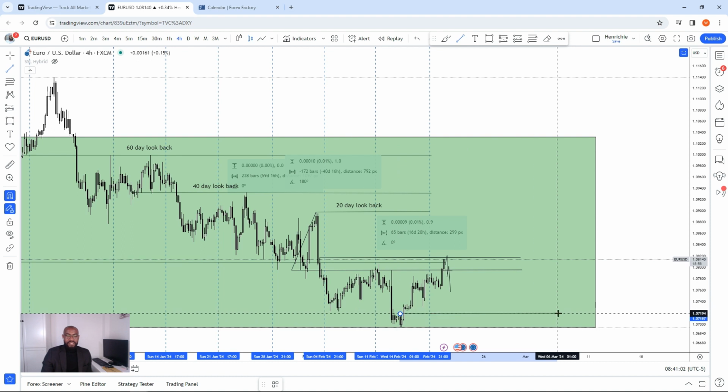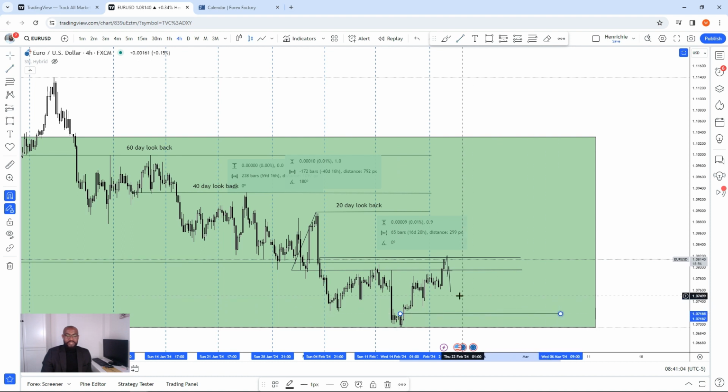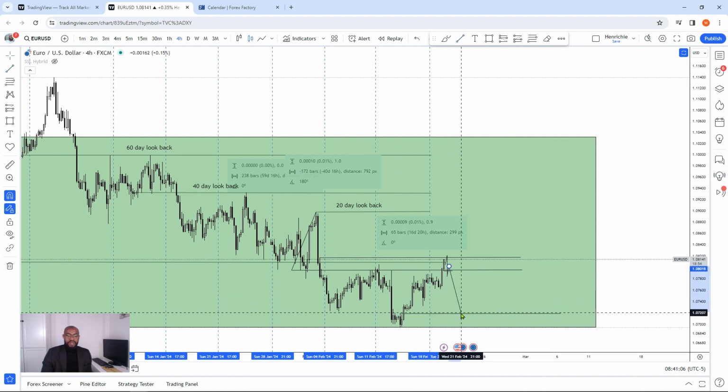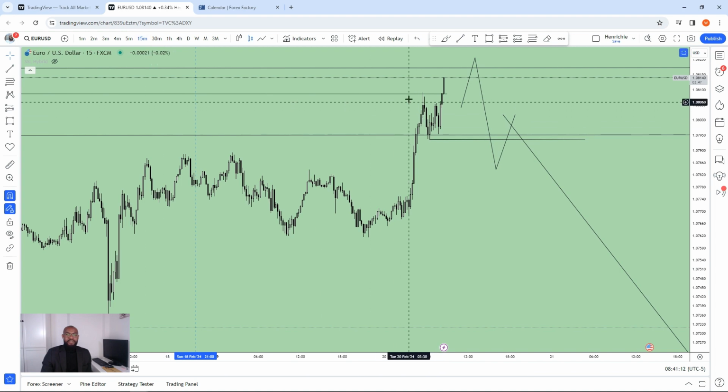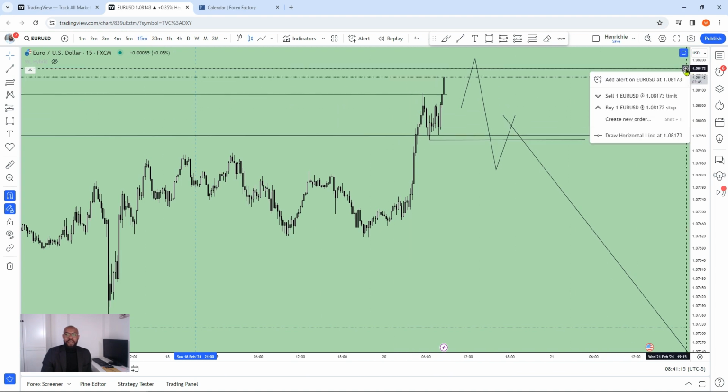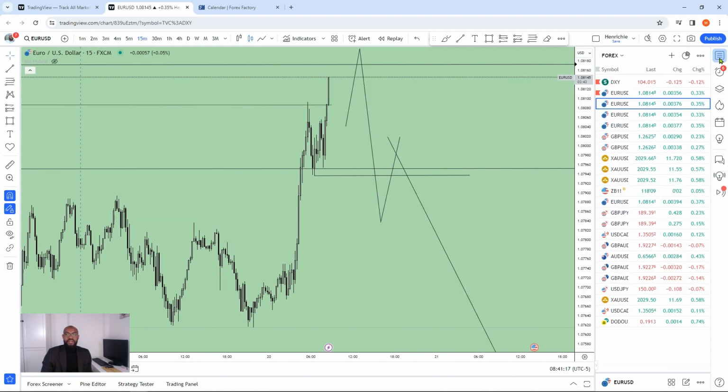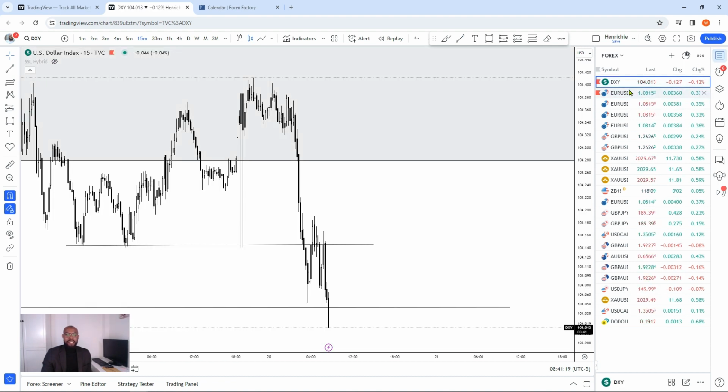We could be looking at this inefficiency to be our take profit position. But for us to look for that, we're definitely going to have to see a shift in market structure on the 15 minute time frame after price taps into that position. But if we don't see that, we're just going to be on the sidelines.